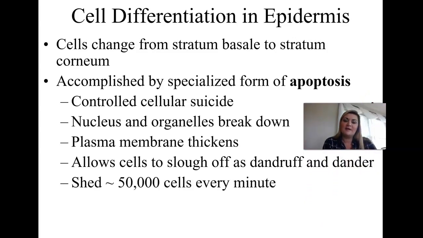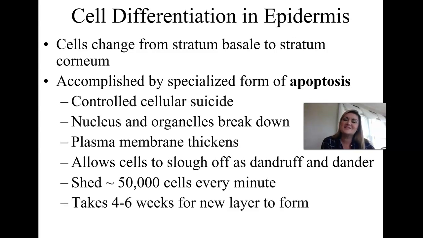You're going to shed around 50,000 cells every minute. If you think about it, that's a lot of cells. If you look around and notice that there's a lot of dust in an area, that's going to be made up of about 80 to 90% human dead skin cells. And so if you're in a classroom and it has dust in it, that dust is pretty much made from you and from your classmates if you look around. So you're leaving a piece of you behind every time you come to class. It's going to take about 4 to 6 weeks for a new layer to form.